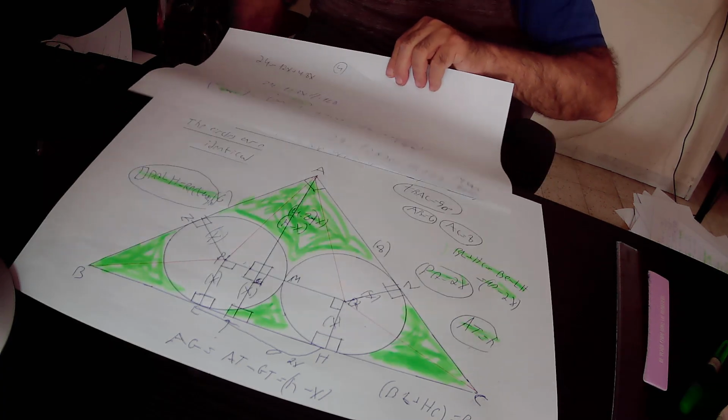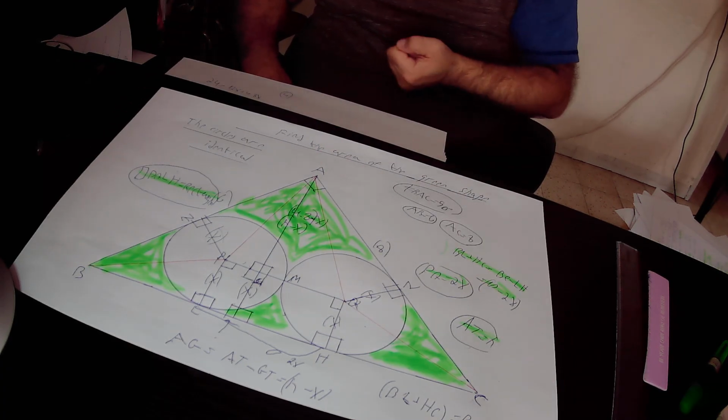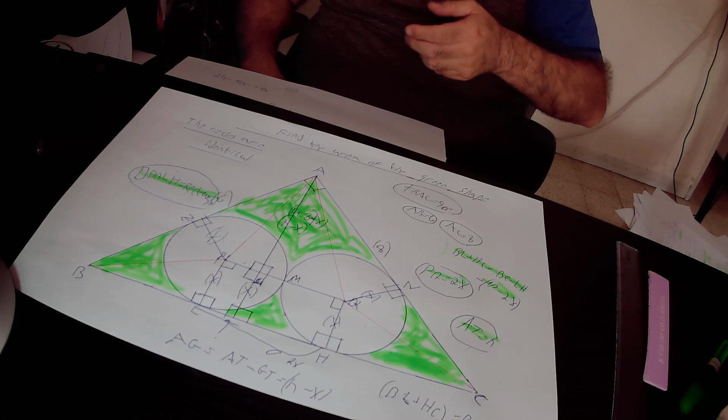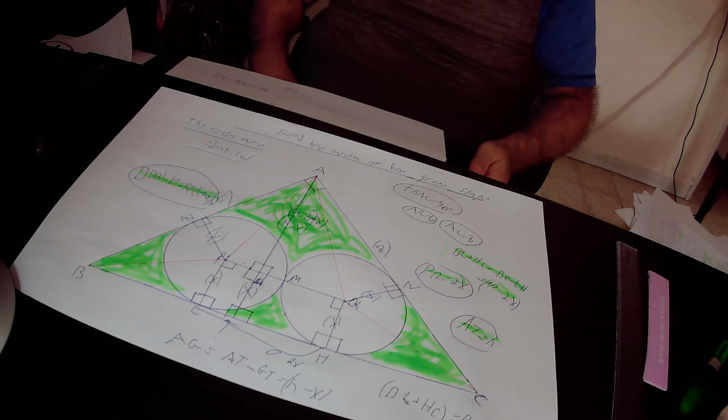So in total, we found that the area of this green shape, the area we are looking for, is equal to 11.177 square units in size. Okay, thank you very much.